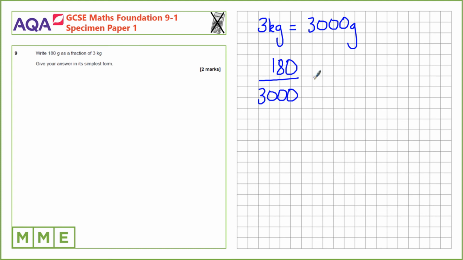Let's do some simplifications. An easy one straight away, we can divide by 10 to get 18 on the top and 300 on the bottom. We notice that 18 is divisible by 3, and so is 300. So 18 divided by 3 is 6, and 300 divided by 3 is 100. And both of these are even, so we can divide by 2. So we get 3 over 50 as our final answer.